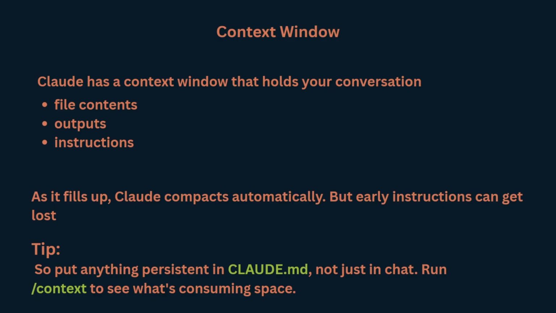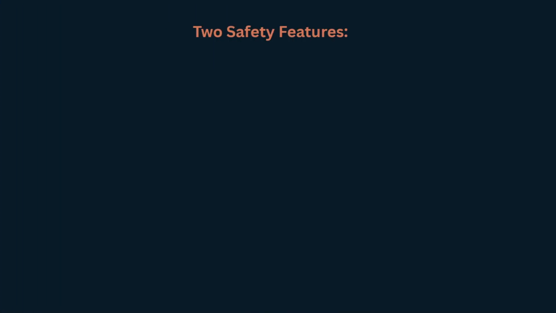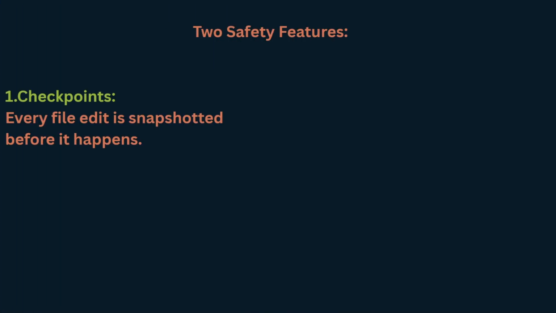Now, we talked about the context window having to store your conversations. There is another thing that Claude Code does: it has two safety features. The first one is checkpoints. Whenever Claude executes a task, it will modify files. Sometimes the modified files are not to your exact requirement, so you can always use checkpoints to go back to the previous snapshot. You can do this by pressing Escape two times.